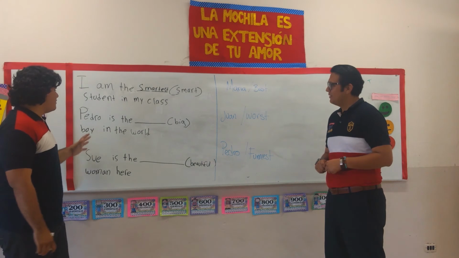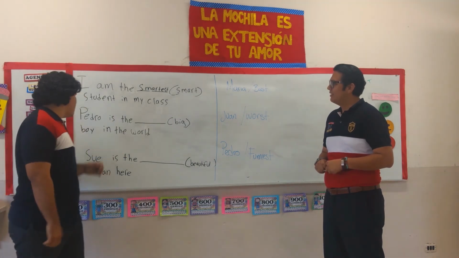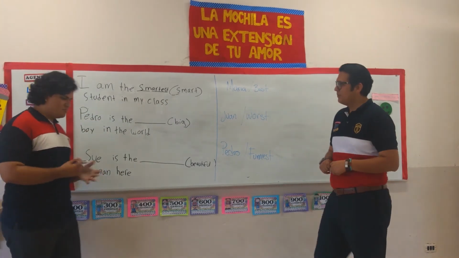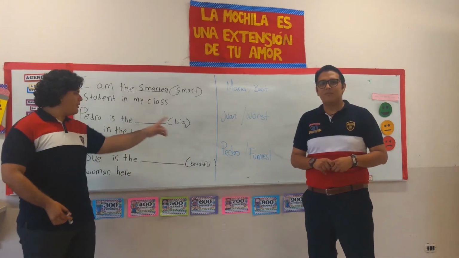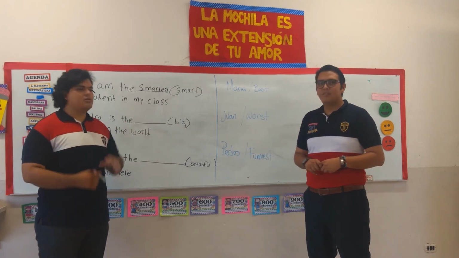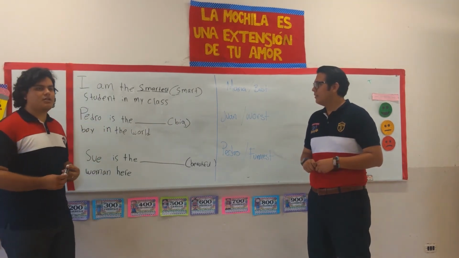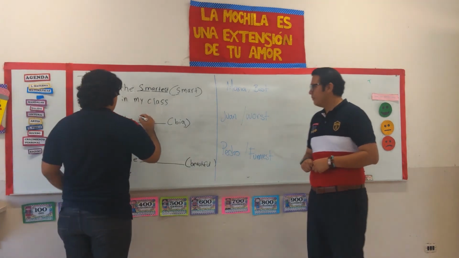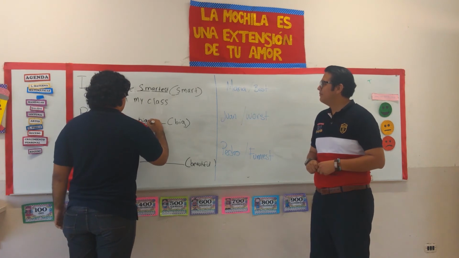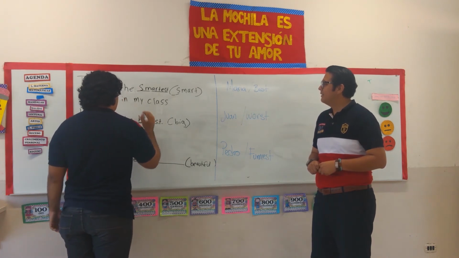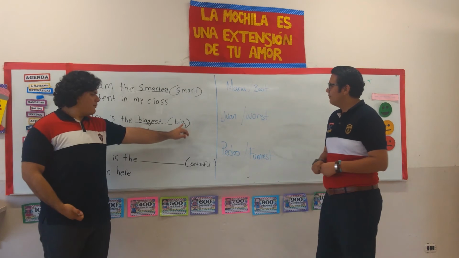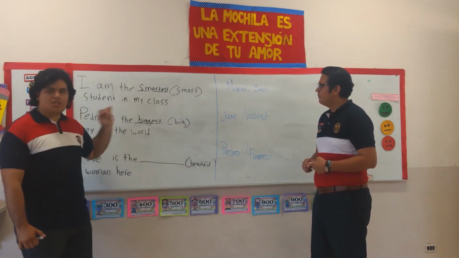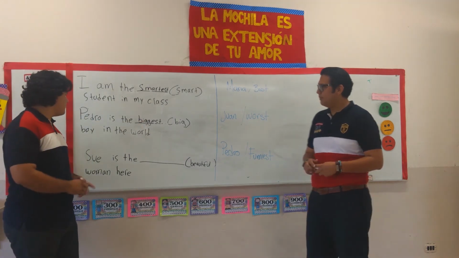Now, let's see. Pedro is the, we have to use big, boy in the world. Now, remember what happens when we have consonant, vowel, consonant? Think, how is it going to be? It is going to be bigger. The biggest. Okay, remember, because we have one syllable with consonant, vowel, consonant, the G is going to double itself, okay?